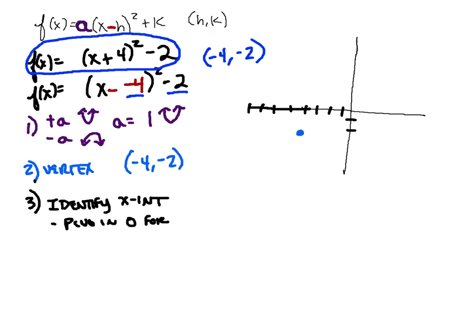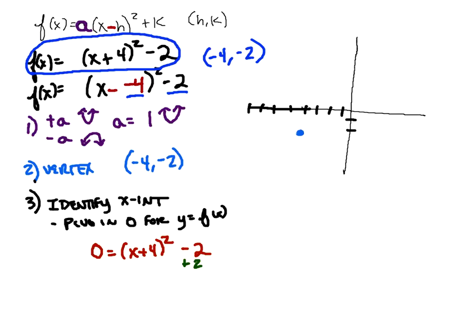Plug in 0 for y, which is the same thing as f of x. So to find the x-intercept for this particular problem, I'm going to solve the equation 0 equals x plus 4 squared minus 2. Is that good so far? All right, well, we'll go ahead and do that. Now, I could multiply this thing out and run it through the quadratic formula to solve for x, but since this is in this particular form, I can use the square root property to solve it. It's a little bit quicker with this form.